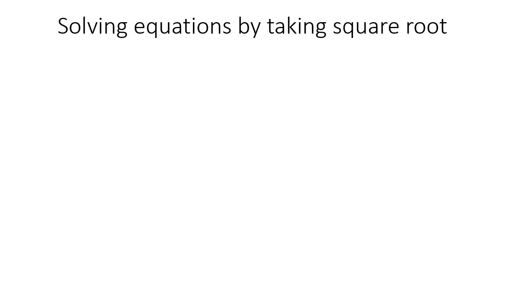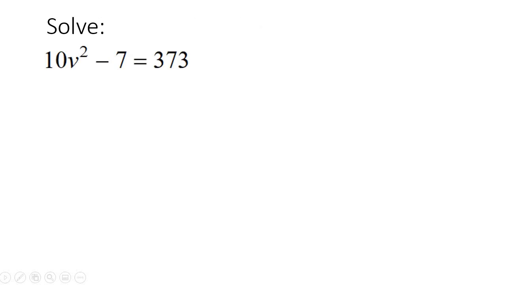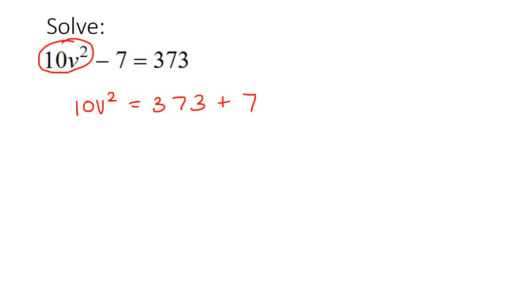In this lesson, we are going to be solving equations where we need to take a square root. So here's our first example. All that you do is you just try to get this part by itself. So you take the number 7 to the other side, so it ends up becoming plus 7, and then that's going to end up giving you 380. Then to get the v squared by itself, you are going to divide by 10. So you're going to end up with v squared equals 38.